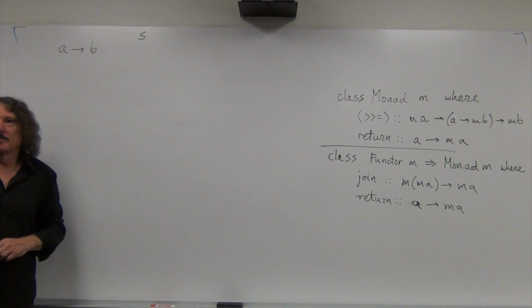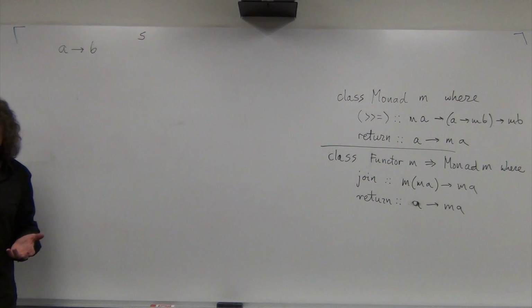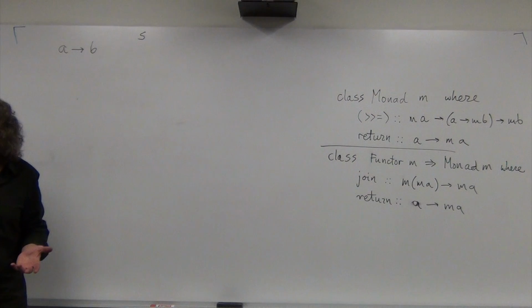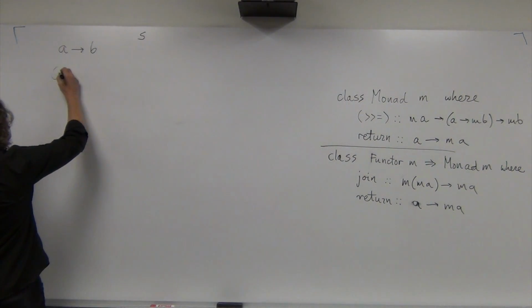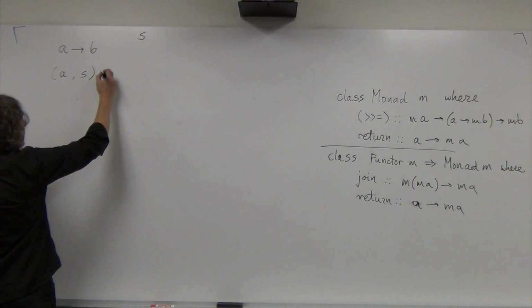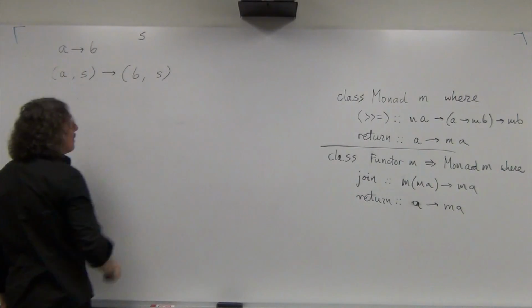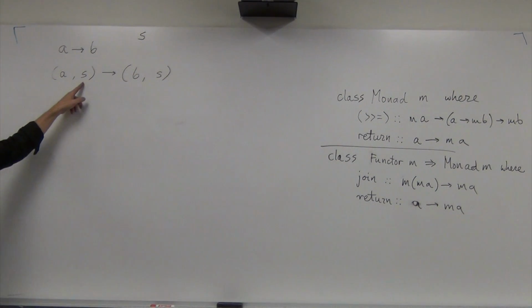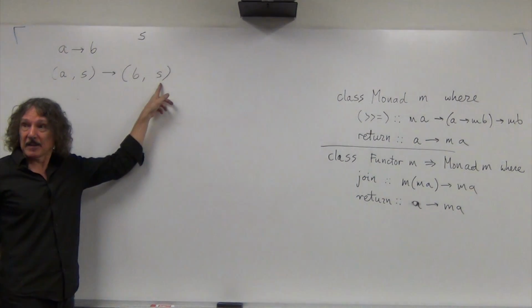But it can be easily turned into a pure function, as long as we pass the state explicitly, right? It doesn't have to be global. We can say, well, let's turn this function into A comma S and B comma S. Okay? So it takes a pair of A and the state and returns a pair B and state, and the state is already modified, right?